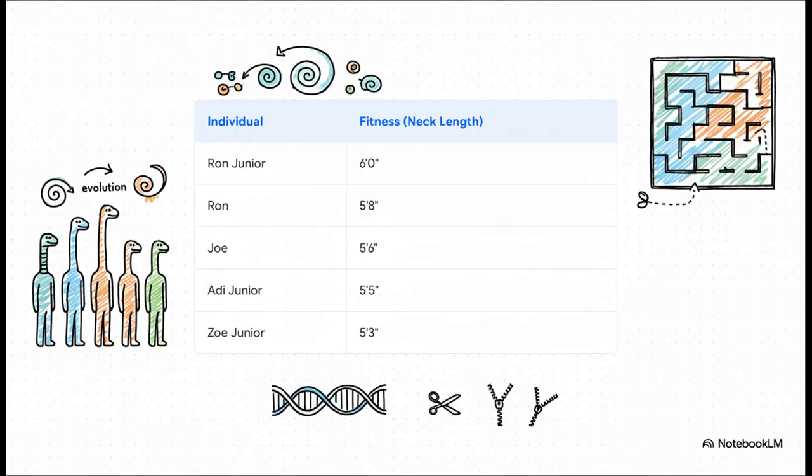And this is the result. It's a brand new generation that is, on average, fitter than the one before it. We even have a new champion, Ron Jr., at 6 feet tall. Now imagine repeating this cycle, selection, crossover, mutation, not just once, but hundreds or even thousands of times. You can see how the algorithm could evolve a truly incredibly effective solution.